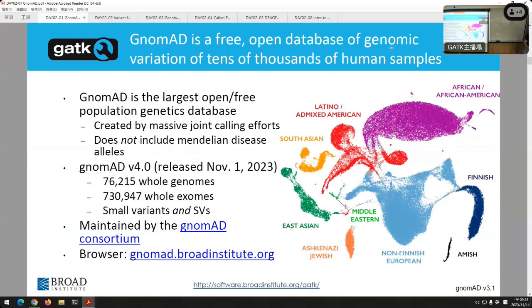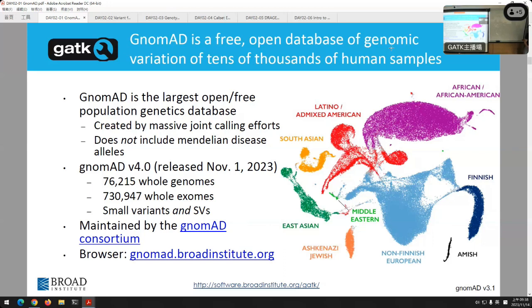So it's really big. It turns out it is the largest freely accessible public population genetics database out there. And importantly, all of these samples were joint called together. And none of these samples are known to have a Mendelian disease or disorder. So we expect that it is a pretty good representation of the normal population variation that is not causing severe Mendelian diseases.